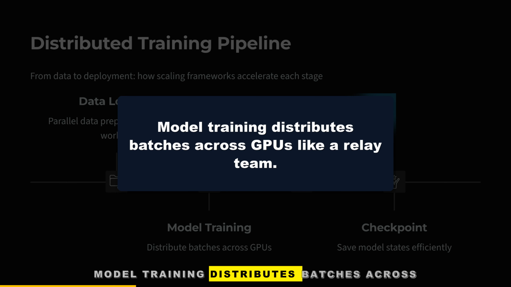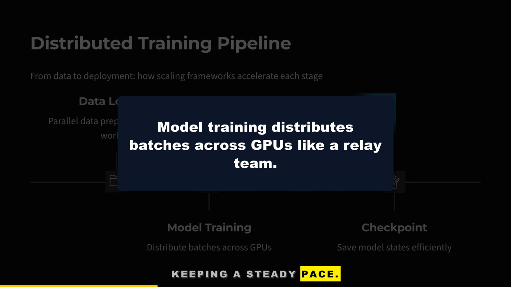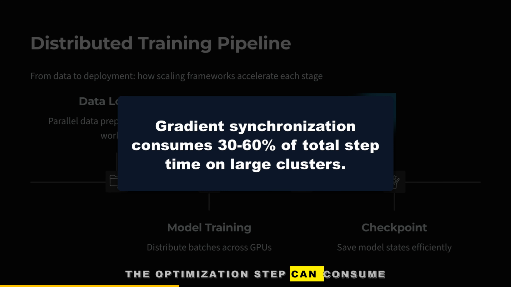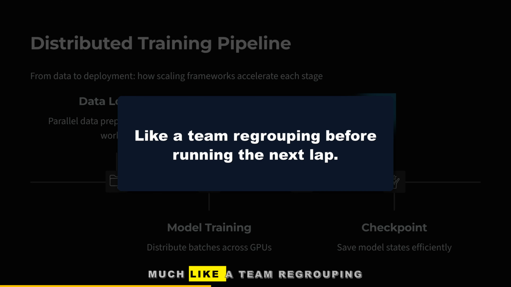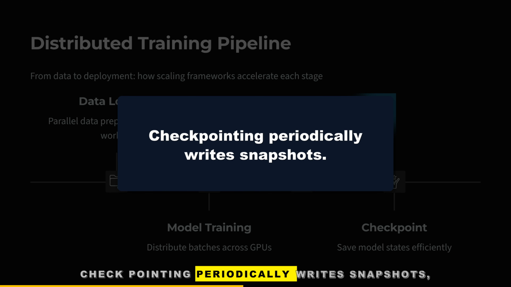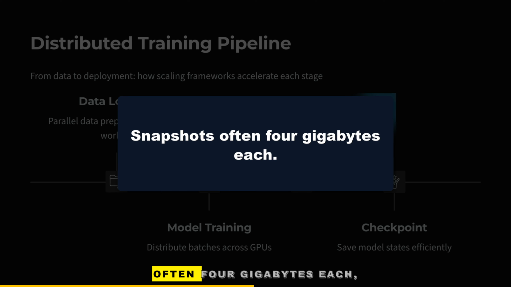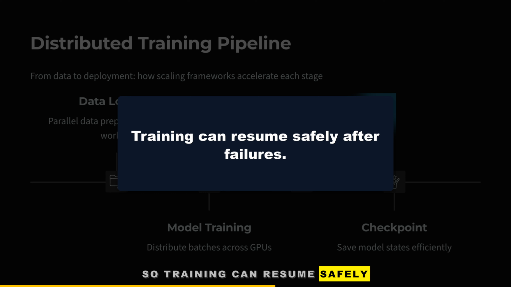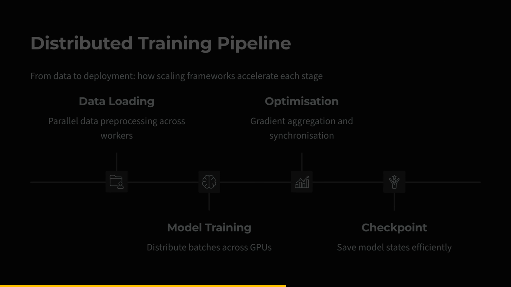Model training distributes batches across GPUs like a relay team, keeping a steady pace. Gradient synchronization in the optimization step can consume 30 to 60% of total step time on large clusters, much like a team regrouping before running the next lap. Checkpointing periodically writes snapshots, often 4 gigabytes each, so training can resume safely after failures.